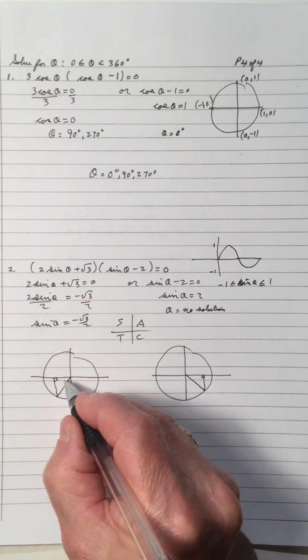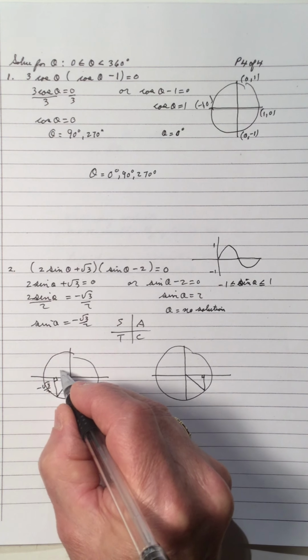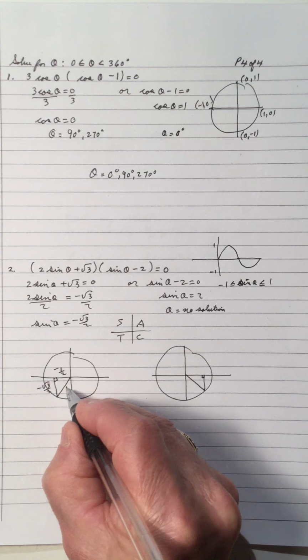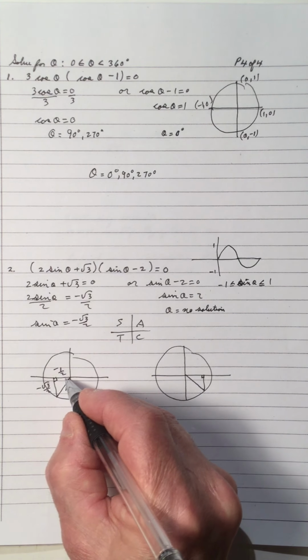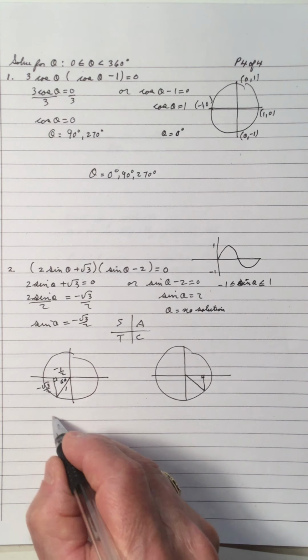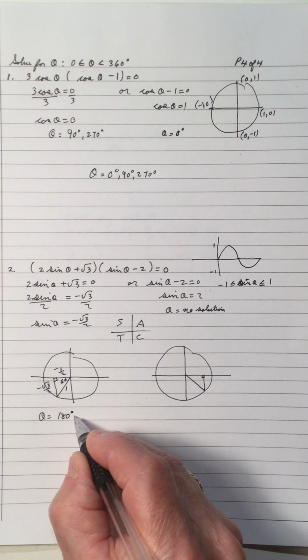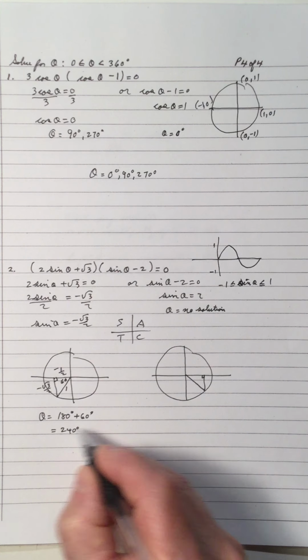Sine is the y. So the y is negative root 3 over 2. And that means the x is a half, but is negative in this quadrant. Hypotenuse is 1. And the reference angle is 60, opposite to root 3 over 2. And so theta in the third quadrant is 180 plus the reference, which is 240.